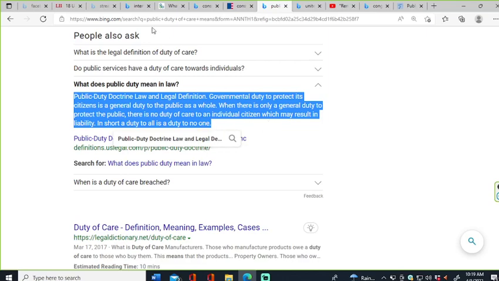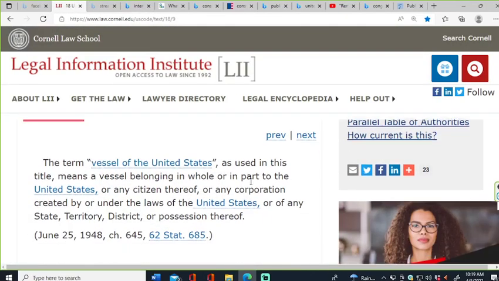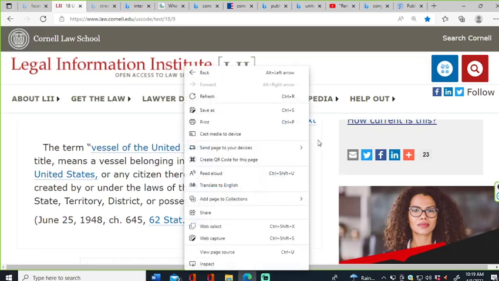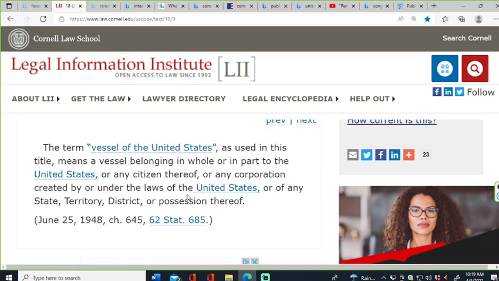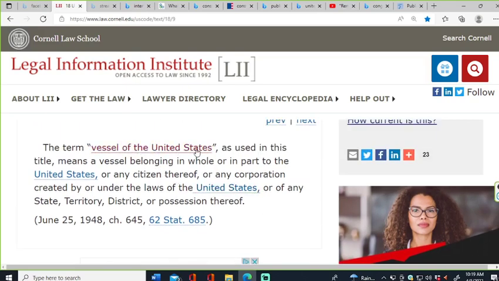So, I want you to look at this title, Vessels of the United States Defined. The term vessel of the United States, as used in this title, means a vessel belonging in whole or in part to the United States, or a citizen thereof, or any corporation. I want you to see this: any citizen thereof. So, created by or under the laws of the United States, or any state, territory, district, or possession thereof. Do you understand what this means? The vessels of the United States, as used in this title.